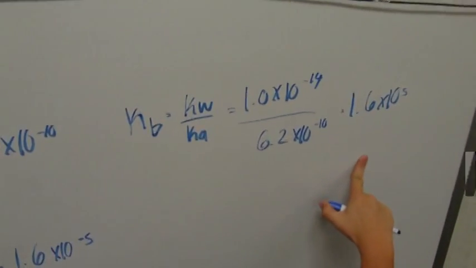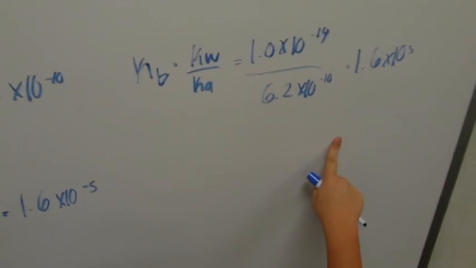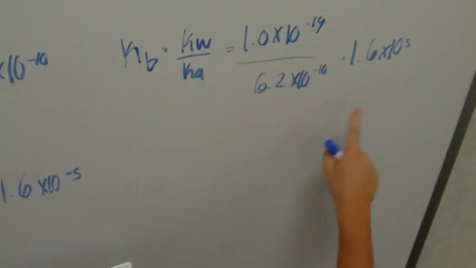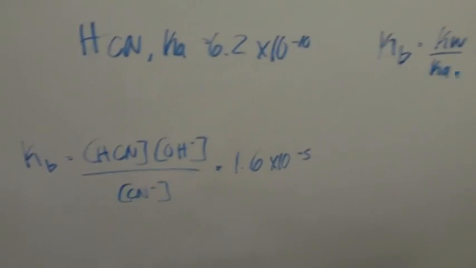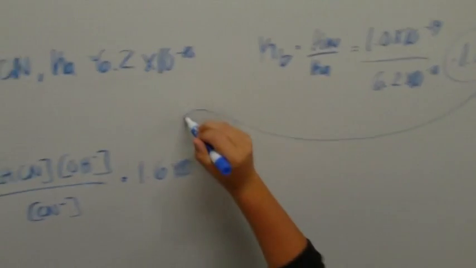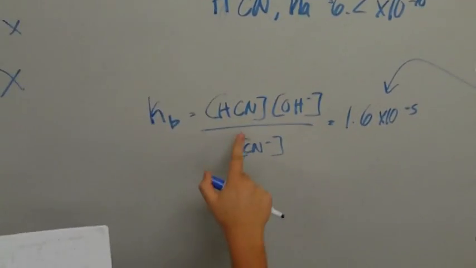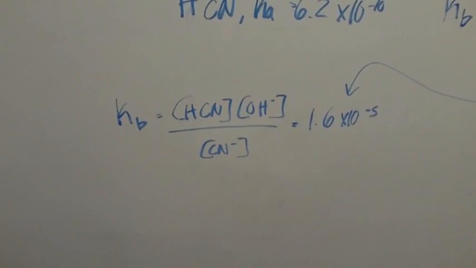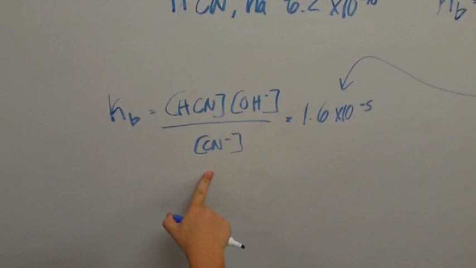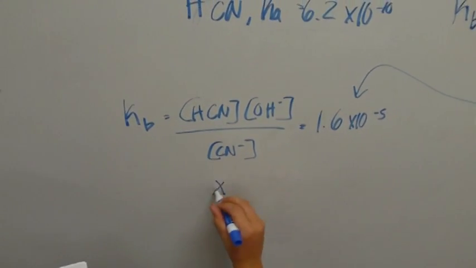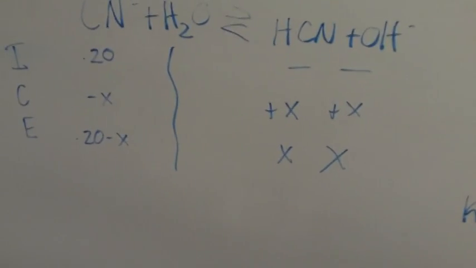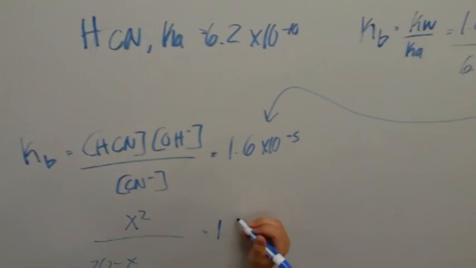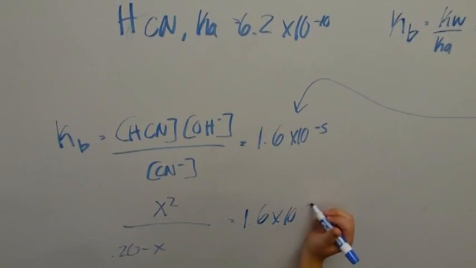And what we're going to do with that is we find the Kb value, right? Yes. This is what we just did. So we're able to plug this number in over here. So we've got Kb is equal to this equation, and we're going to use that to plug in our equilibrium values. So we've got x squared all over 0.20 minus x equals 1.6 times 10 to the negative 5.